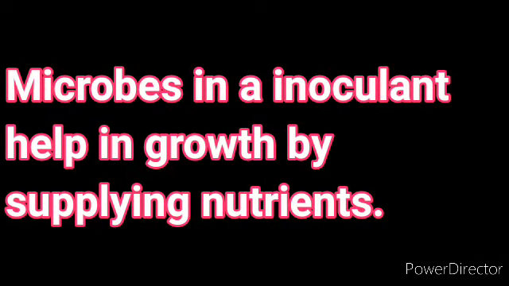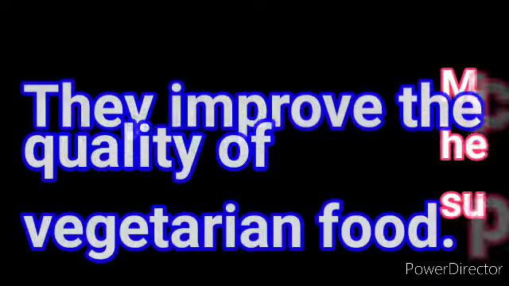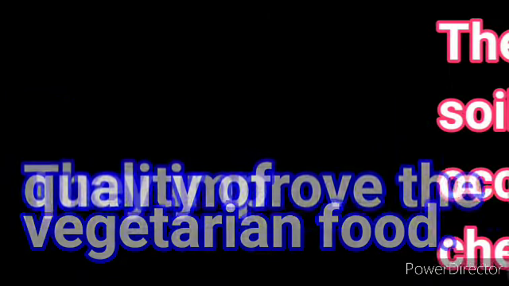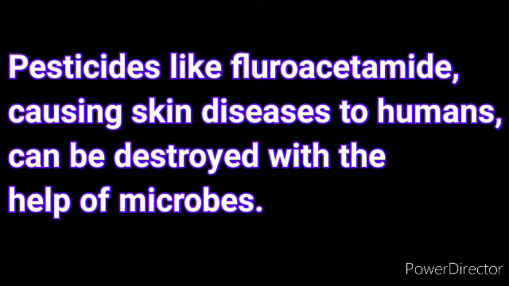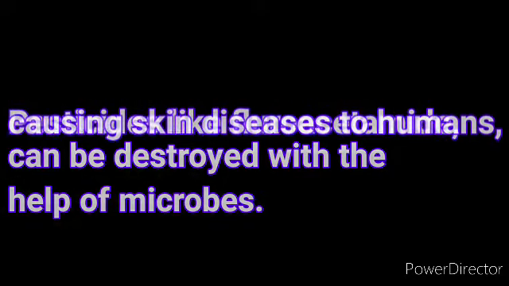Microbes in the inoculants help in plant growth by supplying nutrients. They improve the quality of vegetarian food. These microbial inoculants avoid soil pollution occurring due to chemical fertilizers. Fluoroacetamide-like chemicals are mixed with soil due to the use of chemical pesticides in agriculture, which are harmful for other plants as well as for animals, and they cause skin diseases. Such types of pesticides in the soil can be destroyed with the help of microbes.